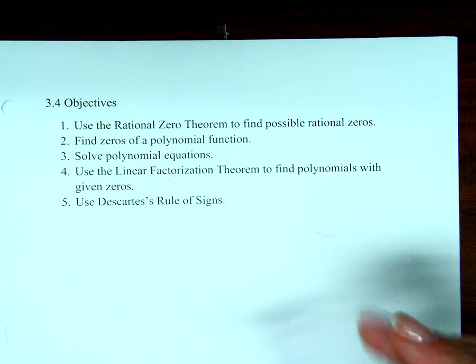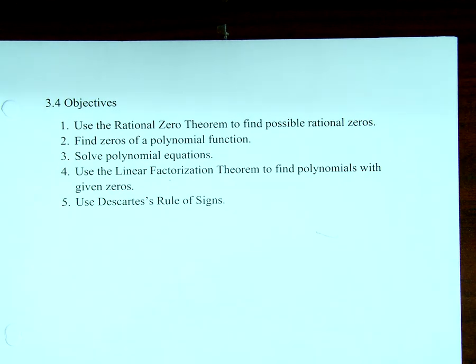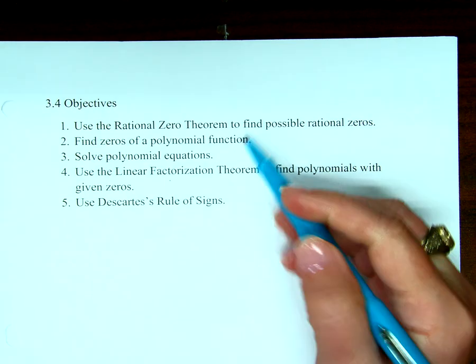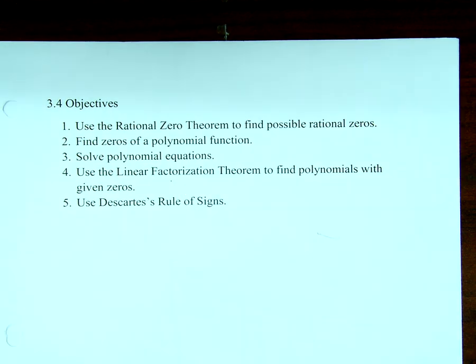3.4 objectives. Use the rational zero theorem to find possible rational zeros. Find zeros of a polynomial function. Solve polynomial equations. Use the linear factorization theorem to find polynomials with given zeros, and use Descartes' rule of signs.